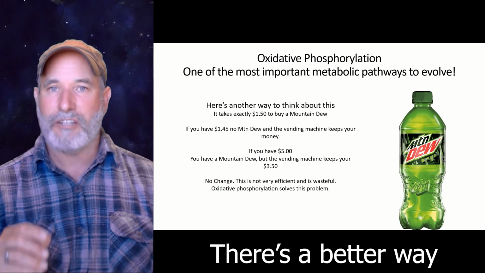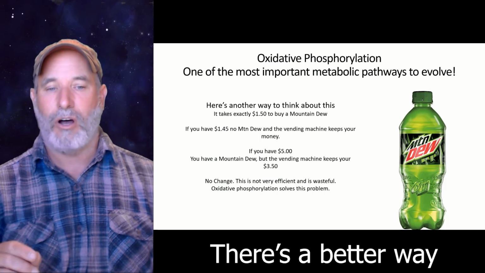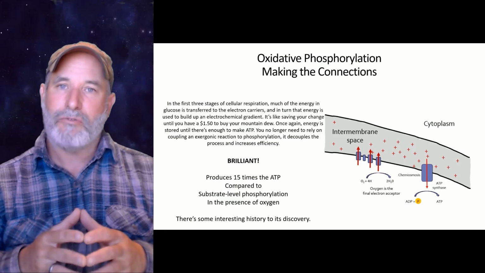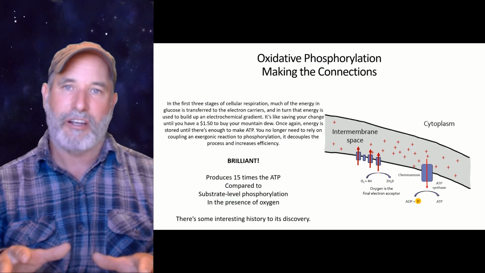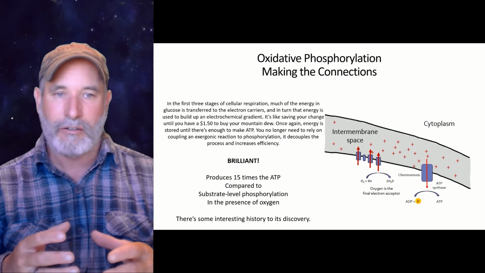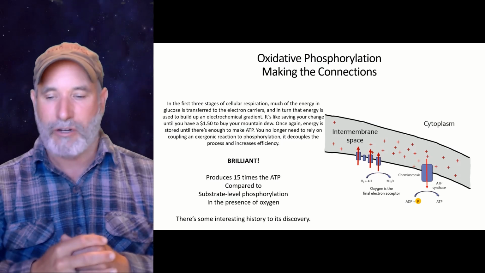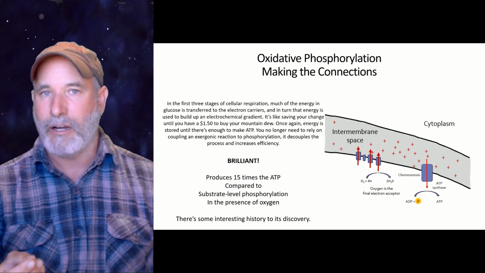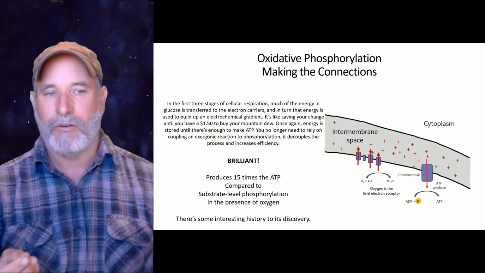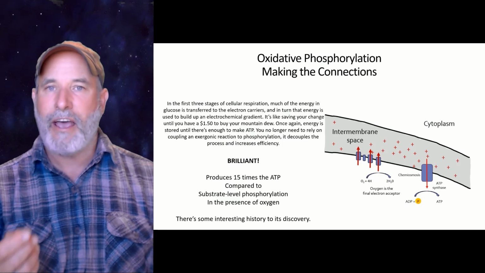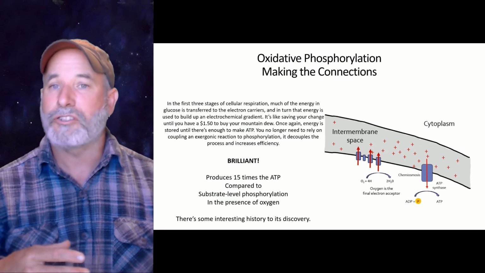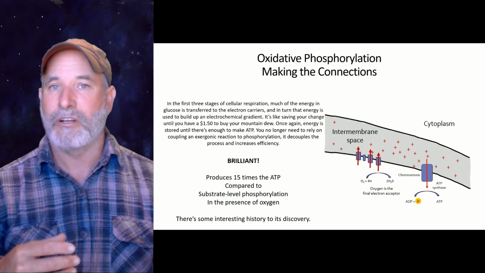So oxidative phosphorylation, it solves this problem. Okay, so here's what happens. We got these first 3 stages of cellular respiration, right? We're oxidizing glucose. We're ripping off those electrons. We're ripping off the hydrogens, and they each have energy, right? I mean, we make a little ATP along the way, but we're taking that energy, we're transferring it over to the electron transport chain, and we're going to store it. We're going to store it as an electrochemical gradient.